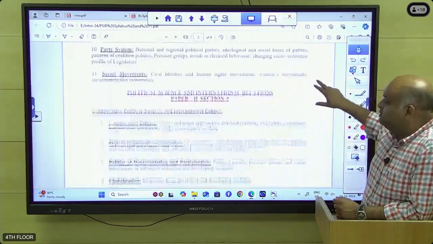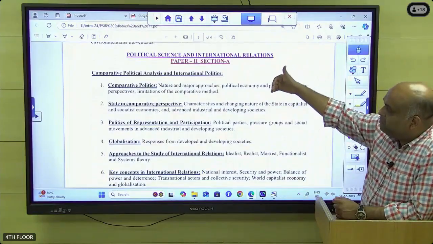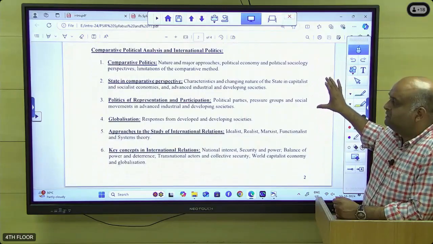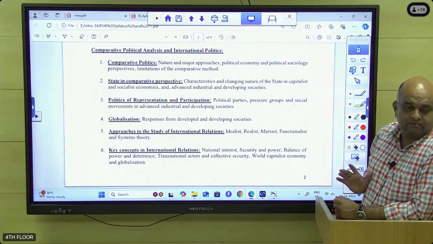And then coming to Paper 2, Section A, it is comparative political analysis and international politics. The first three chapters are comparative politics.